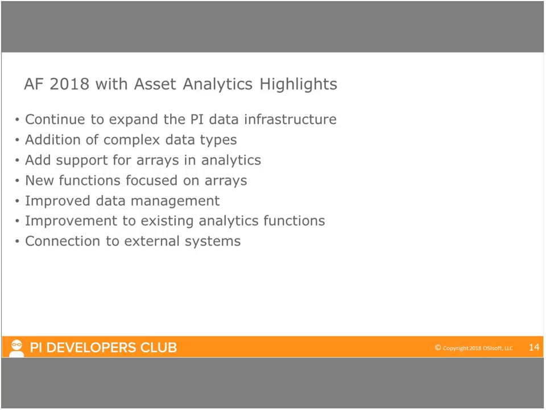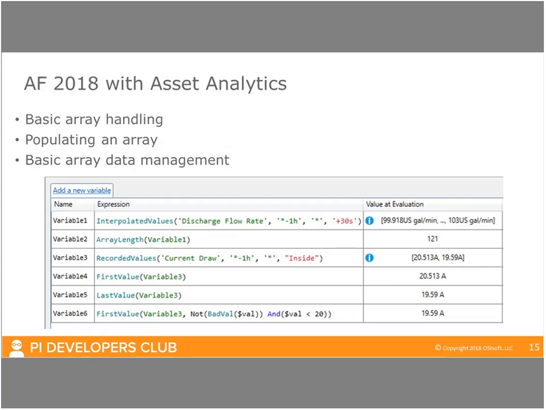Here's an example of some of the new capabilities that we have added to AF 2018. First, basic array handling. As you know, if you're a longtime AF user, the support for arrays in AF has been lacking in the past, and we're slowly improving on that. When you have arrays, one of the first things you need to do is to be able to populate an array. So we have added new functions, based very much on the AF SDK, that allow you to retrieve data from your PI Data Archive and populate arrays within AF so that you can further work with this data, including passing it over to the MATLAB Production Server.